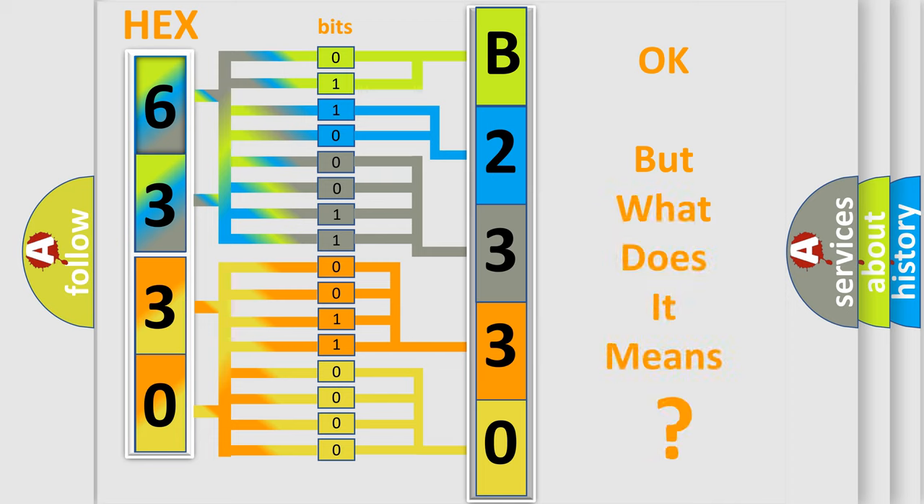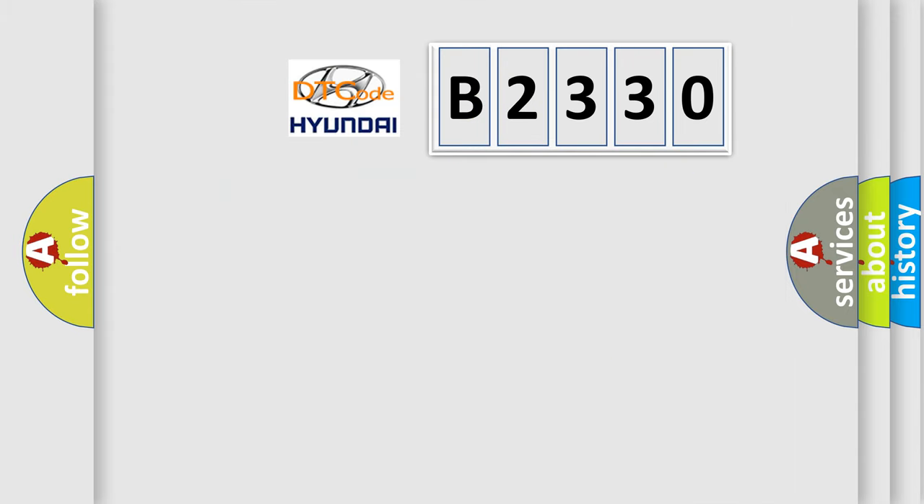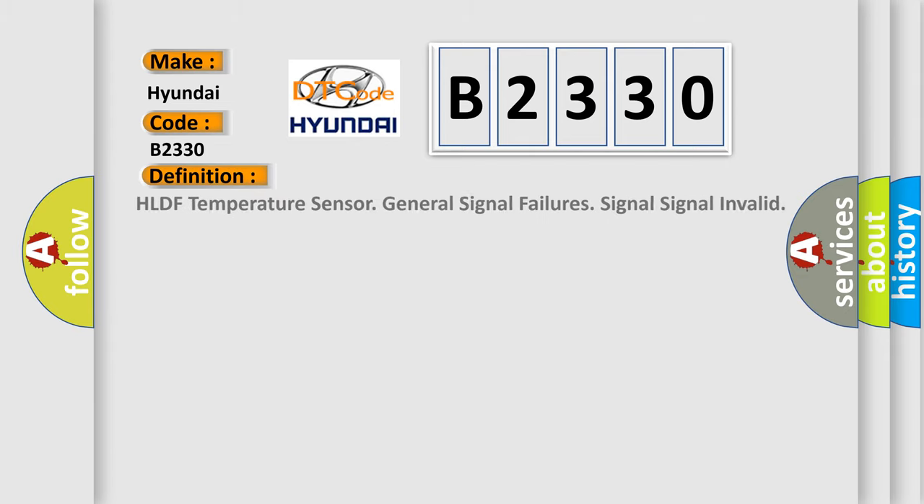The number itself does not make sense to us if we cannot assign information to what it actually expresses. So, what does the Diagnostic Trouble Code B2330 mean specifically for Hyundai vehicles? The basic definition is HLDF temperature sensor general signal failure, signal invalid.